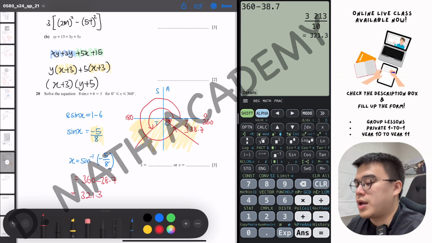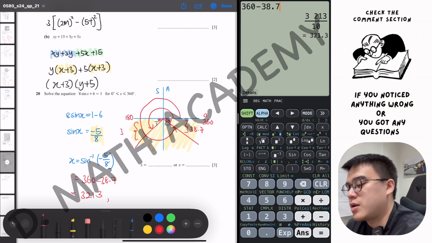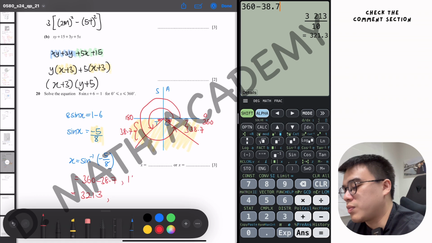321.3. And then to find your second answer, just reflect it to here. And then you have to take your 180 plus.